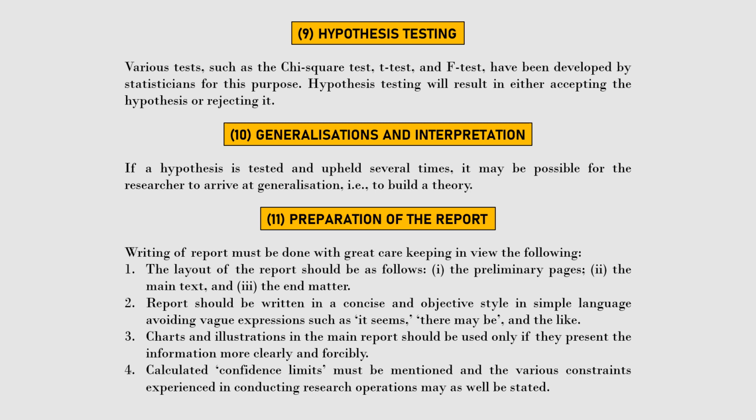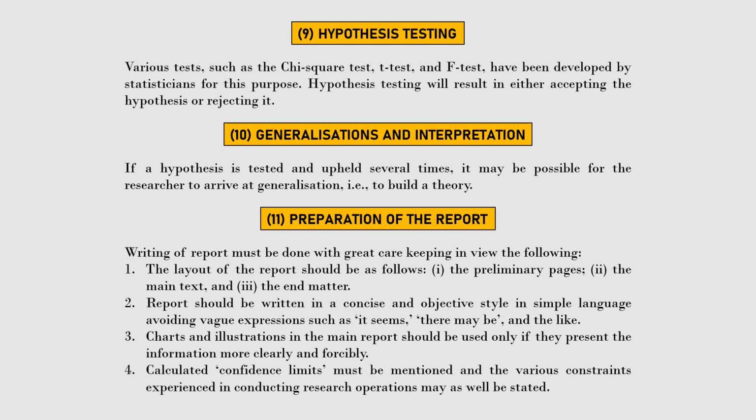And next is generalizations and interpretations. So here if a hypothesis is tested several times and the conclusion is the same, then we can form a theory on the basis of the results of the hypothesis testing. And the real value of the research actually lies in the ability to arrive at a certain generalization or theory. So this is the crucial part of the research process.